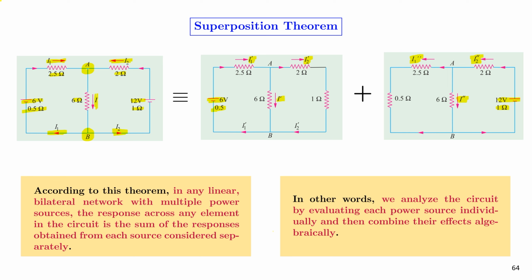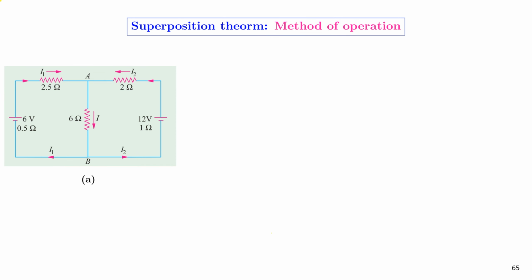That is, according to this theorem, in any linear bilateral network with multiple power sources, the response across any element in the circuit is the sum of the responses obtained from each source, which are considered separately. In other words, we can analyze any electrical circuit by evaluating each power source individually and then combining their effects algebraically. Let us see how that can be done.